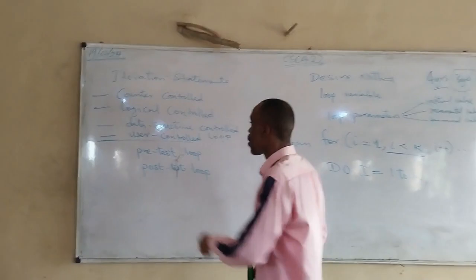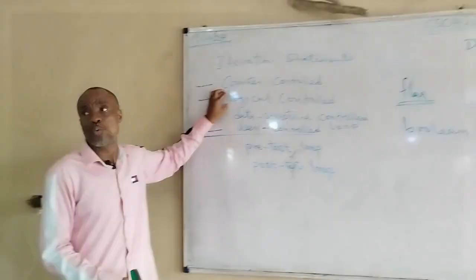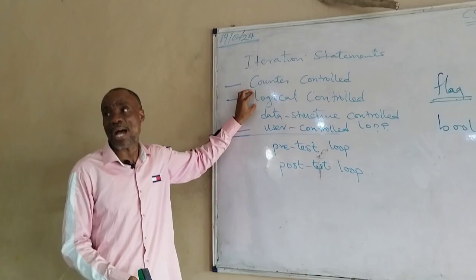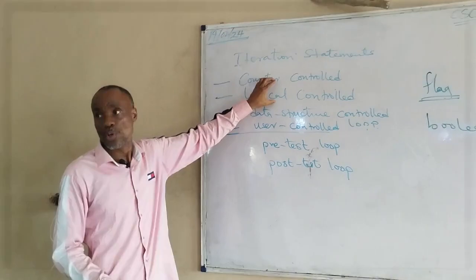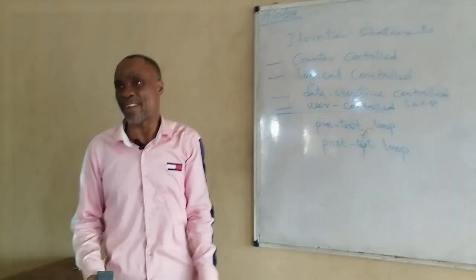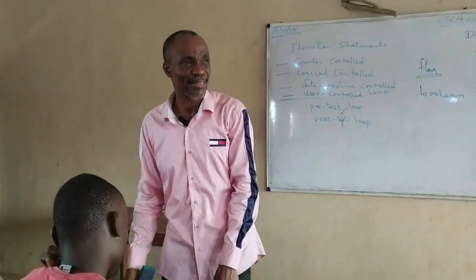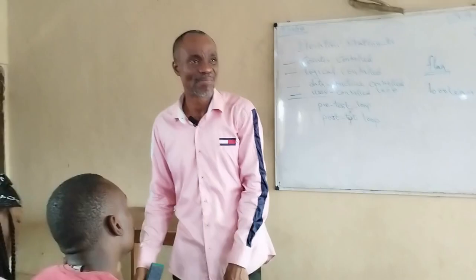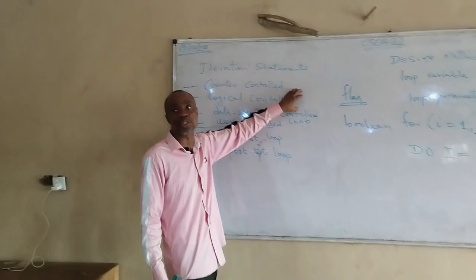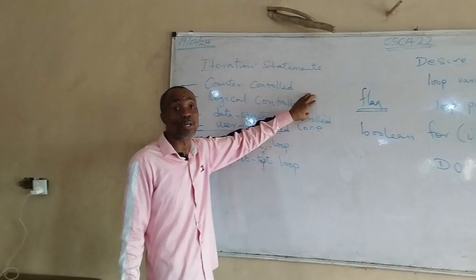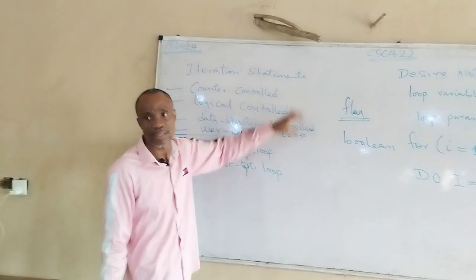In this logically controlled loop, we also ask whether user control is permissible. It is the counter control that really has design issues. Because most of these logically controlled loops, by definition, we cannot specify the number of times we can execute. You can choose to terminate the execution at any point, at any condition. That's why most times this user control is usually used here, and it works very well.